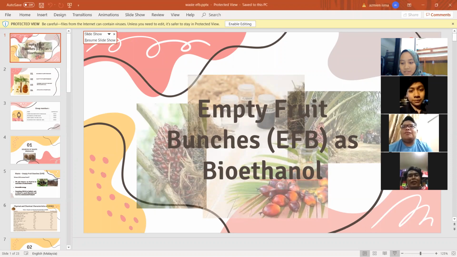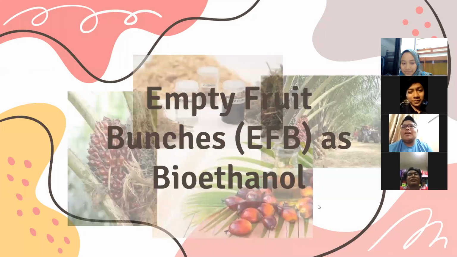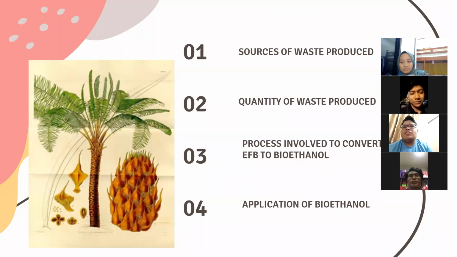Today we from group 5 want to present about empty fruit bunch to be converted as bioethanol. So the introduction will be presented by Azmin Isma. So I will present about source of waste produced and quantity of waste produced.